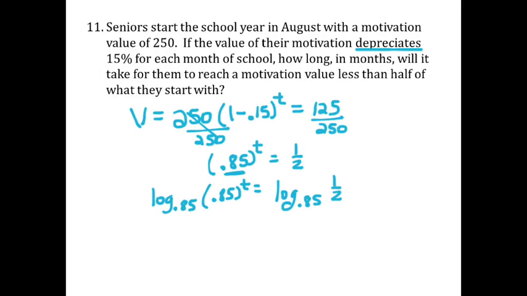Here on the left, the log base 0.85 cancels out the base of my exponential, and I have t is equal to, you can type this expression into your calculator, and we're going to get a value of 4.265 months.